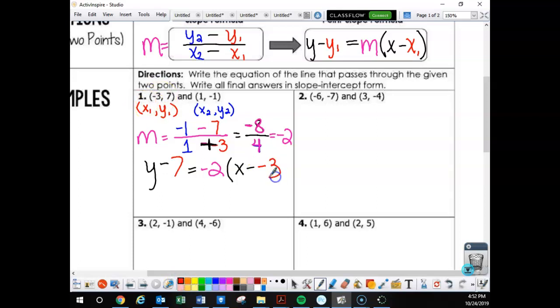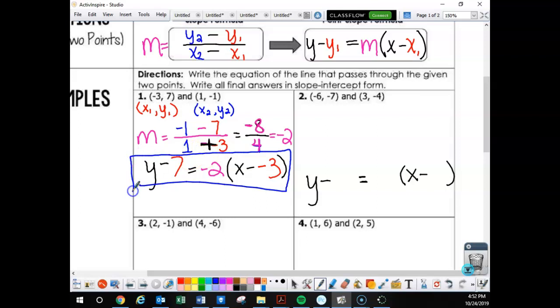So the black is always going to be what you write. Okay, so like over here, you can already write y minus, and then leave a space for that red, and then leave a space for the pink, and then x minus, leave a space here. So this is what you're always going to have to write when it's in point slope formula. Okay, and so this is my answer right here. Okay, so basically the only thing we're adding is this step from yesterday. Alright, so let's try number 2.